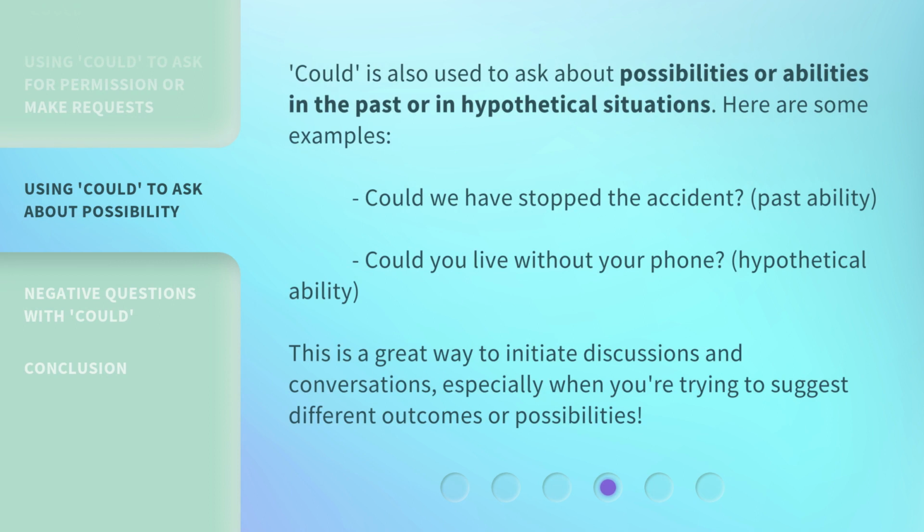Could is also used to ask about possibilities or abilities in the past or in hypothetical situations. Here are some examples. Could we have stopped the accident? Past ability. Could you live without your phone? Hypothetical ability. This is a great way to initiate discussions and conversations, especially when you're trying to suggest different outcomes or possibilities.